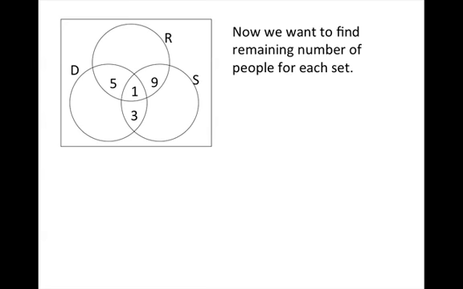Now we want to find the remaining number of people for each set. 12 people are going to buy a new dishwasher. So the circle for set D, the people buying a dishwasher, is going to contain a total of 12. Well, I already have 5, 1, and 3, so I already have 9. That leaves me 3 left that are just going to buy a dishwasher.